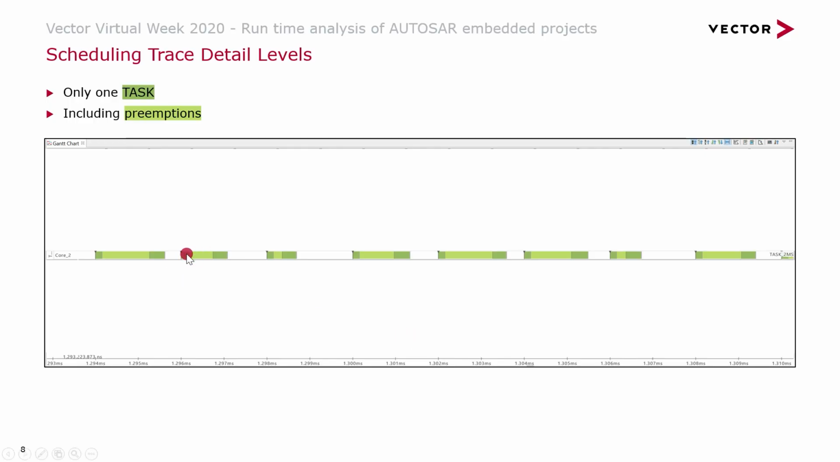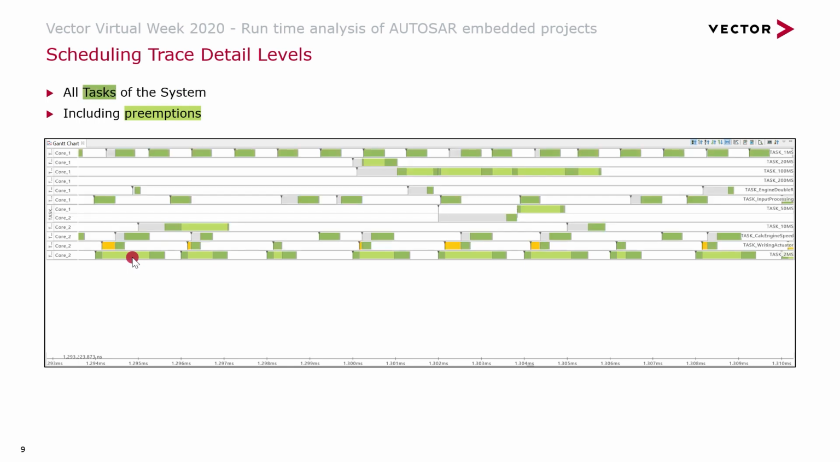Now let's have a look at the detail levels of a scheduling trace. So what are the options I have? In this example at hand, it's kept quite simple. We see the timeline of only one single task, and in the light green we can see the interruptions of the task. Now, of course, I want to know which task interrupts it all the time. So I can display also other tasks of the system and record them. This way I can see which task interrupts the one I looked at before.